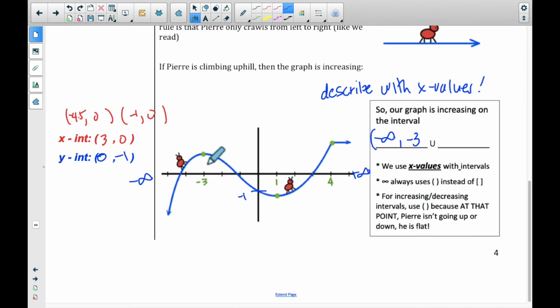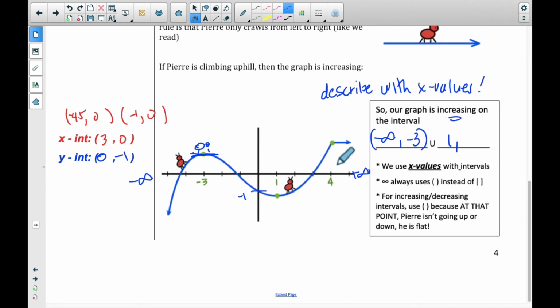And for the top of the mountain, if Pierre was standing right here on the top, would he be climbing up or would he be climbing down? I would argue that he would be neither up or down. He would be flat. So if Pierre is standing here, he's just going to be flat at that point. And since he is flat and not going up, because this is increasing, he's not going up at the -3. He's going upwards right before the -3, and right after the -3 is going downwards, but on the -3, he is flat.